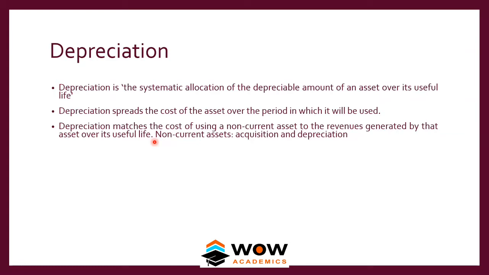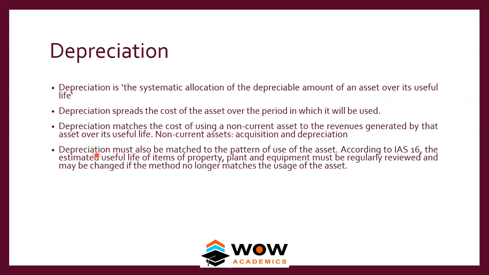So exactly you should know how much profit you are able to make. Your profit should be exact. So this is about the matching concept here. The product which has been sold has been produced through a machine, so that machine has been used, so the machine cost also has to be considered while finding out the profit. So the machine cost is a depreciation. Depreciation must also be matched to the pattern of the use of the asset.